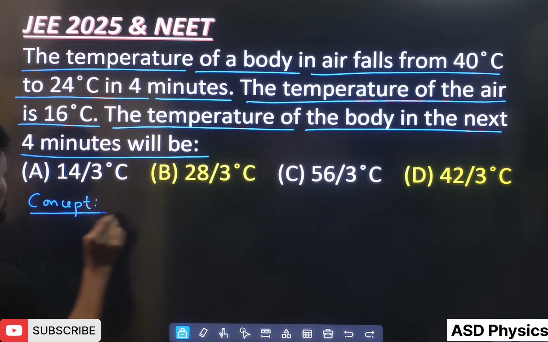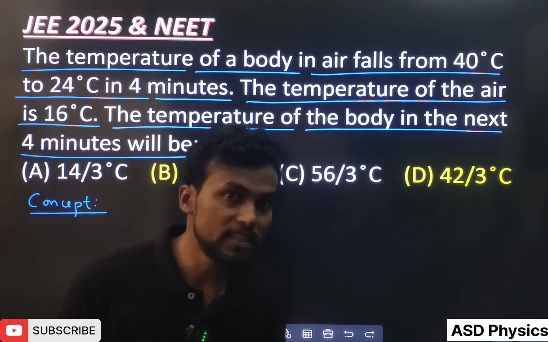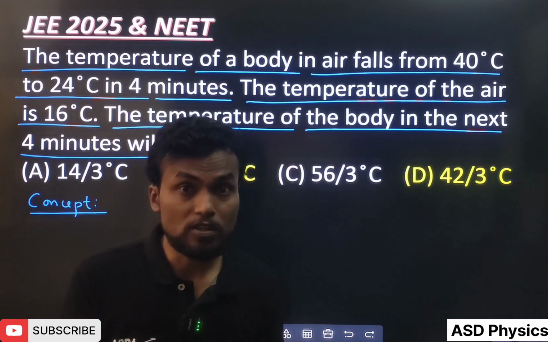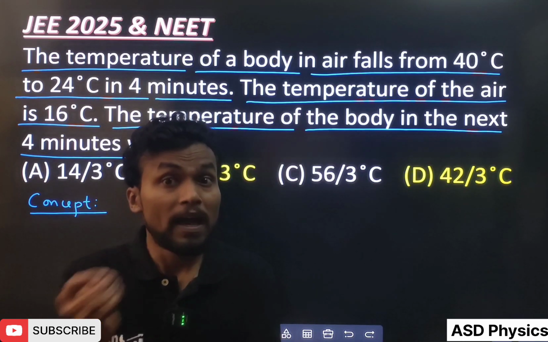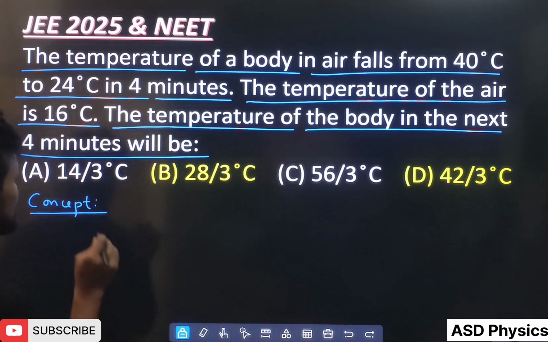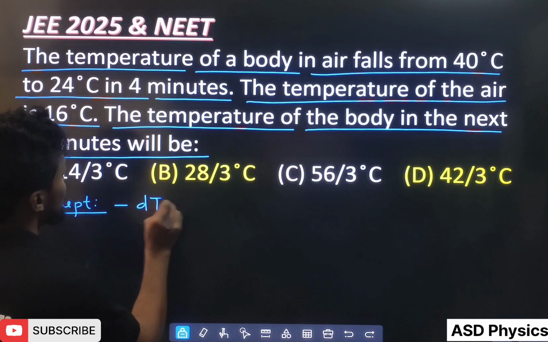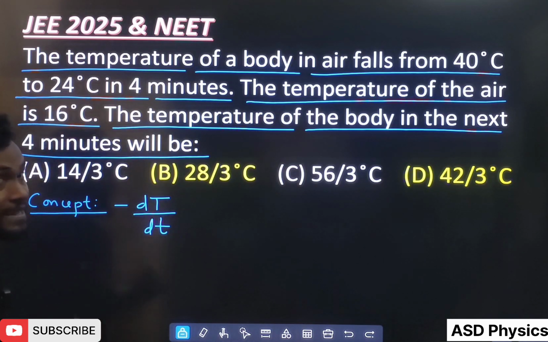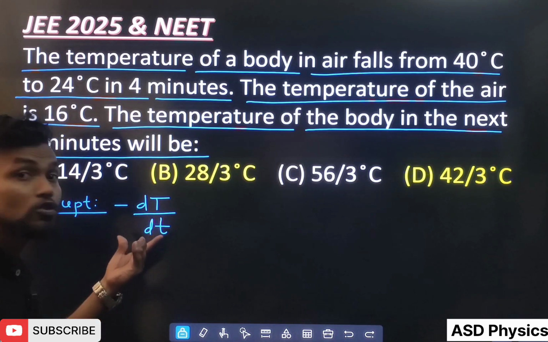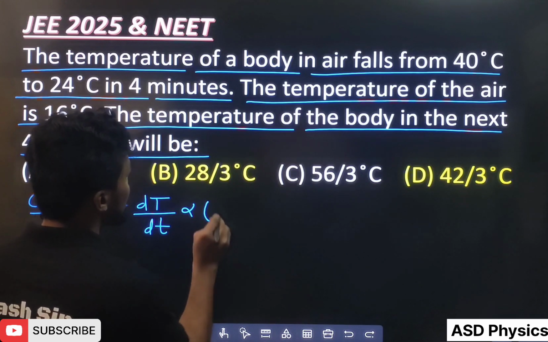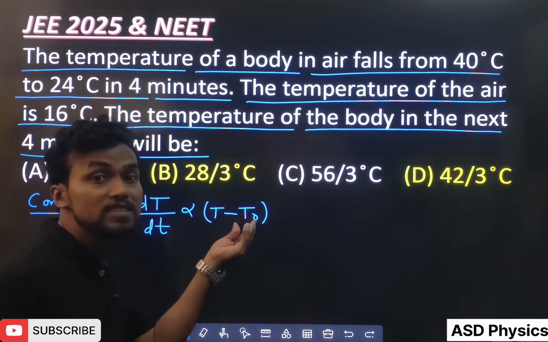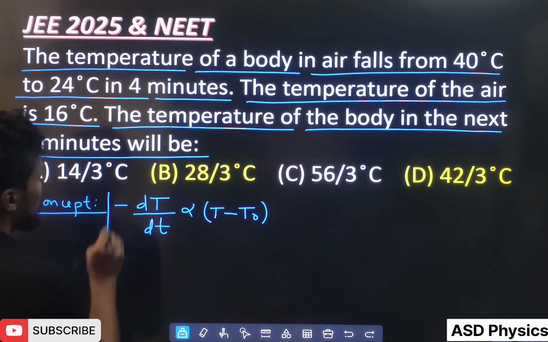Okay, so first we have to understand the concept, the concept of Newton's law of cooling. So remember very carefully, according to Newton's law of cooling, the rate of cooling is directly proportional to the temperature difference between the average temperature of the body and the temperature of the surrounding. I will write it here in mathematical form. The rate of cooling, that means minus dT by dt, we can also call the rate of change of temperature. This is called the rate of cooling. It is directly proportional to T minus T naught, where T is the average temperature of the body and T naught is the temperature of the surrounding. So this is the general formula.